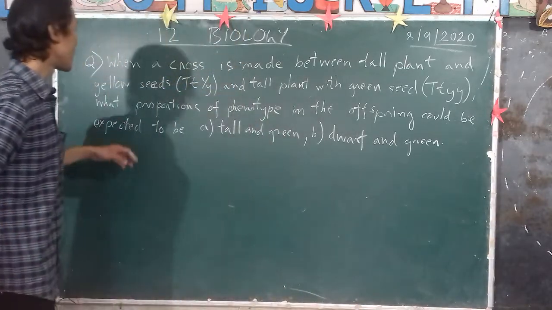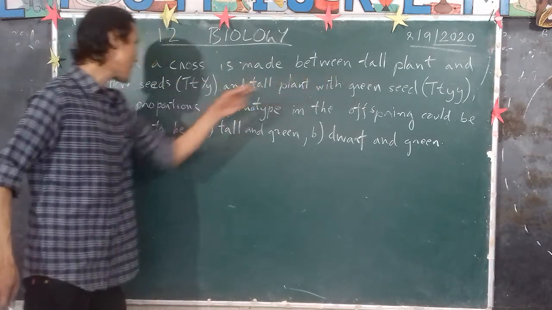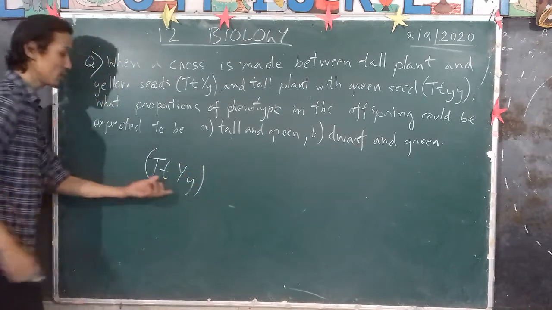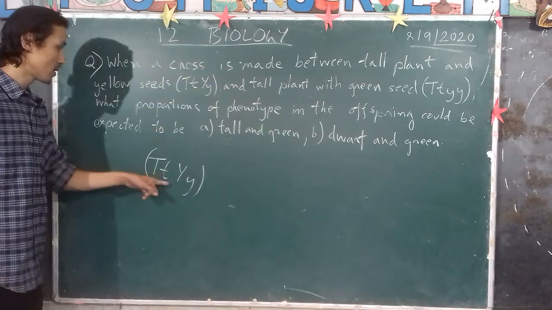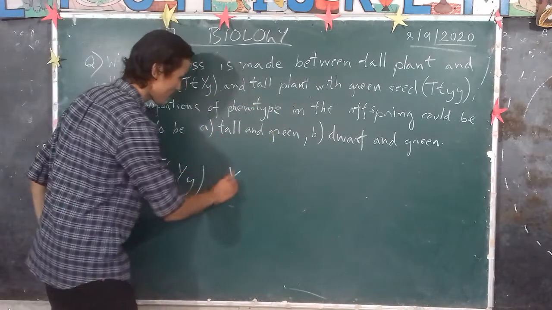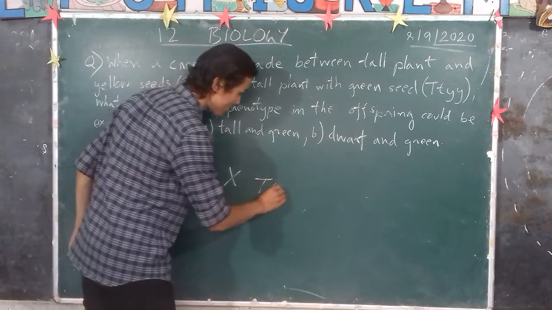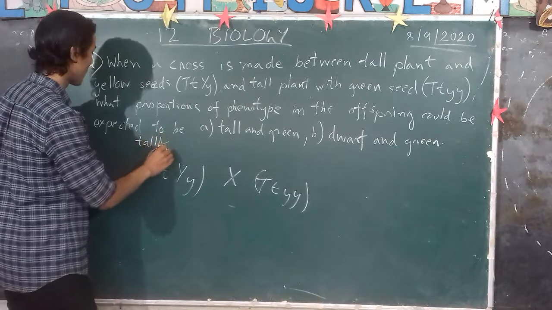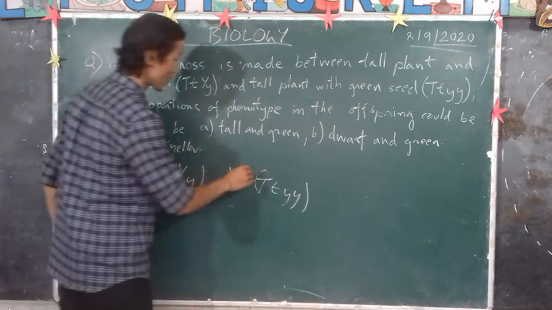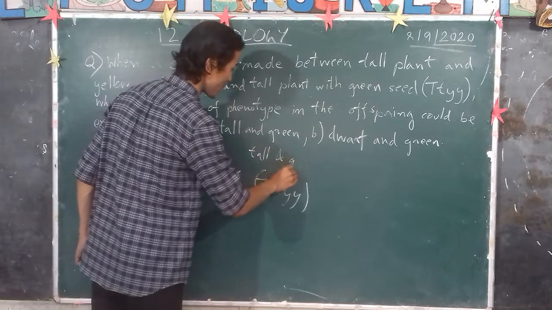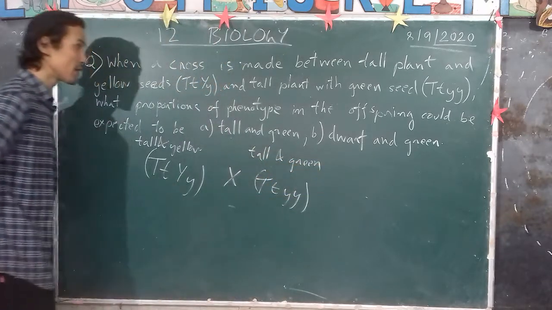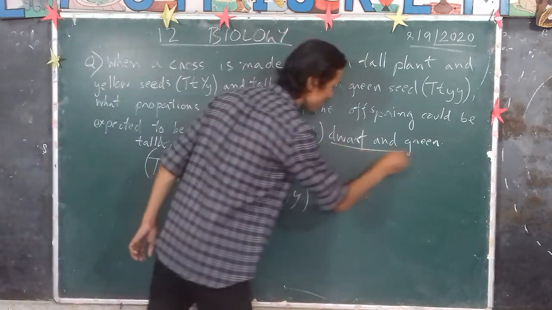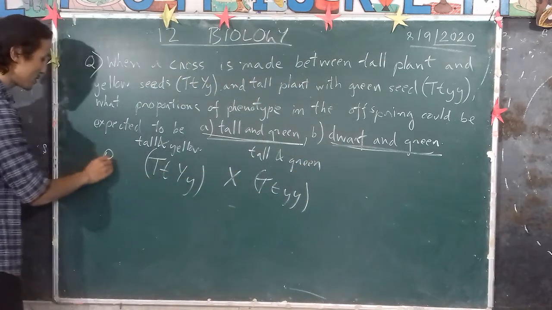So in this question, what is being asked is, when a cross is made between a tall plant with yellow seed, which is heterozygous, and a tall plant with green seeds. Tall and green. So basically we have to find out which ones are tall and green, and dwarf and green. So this is the parental generation.